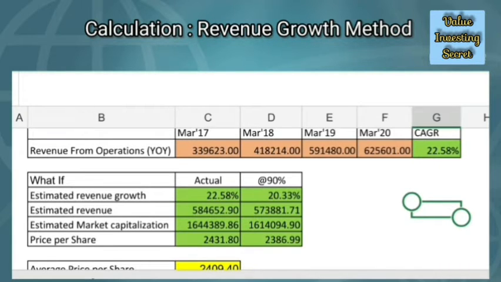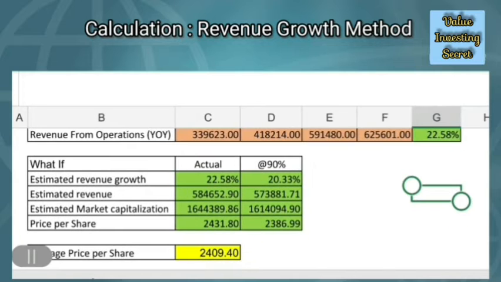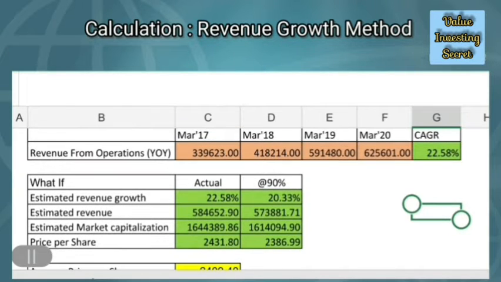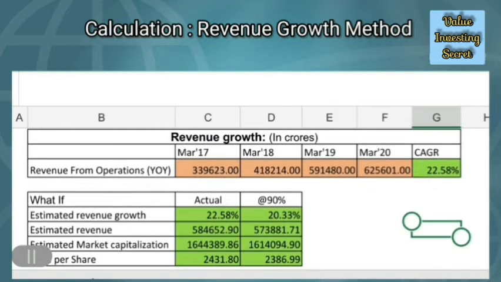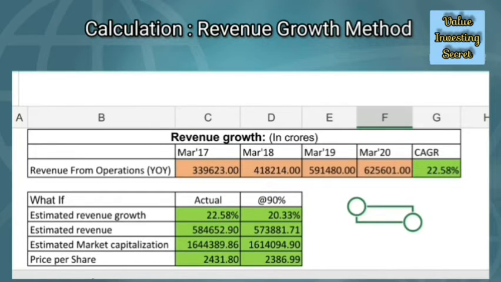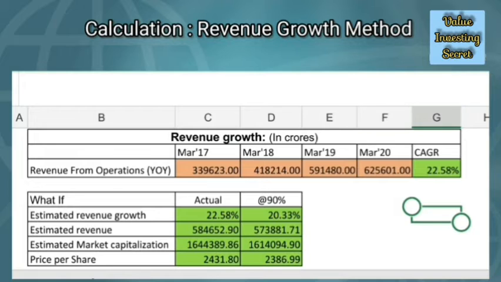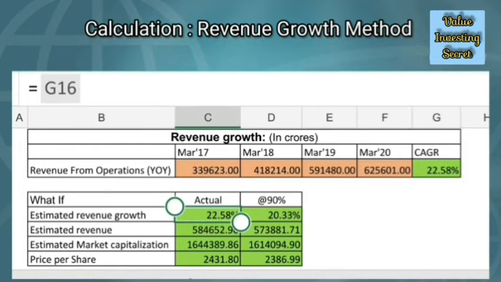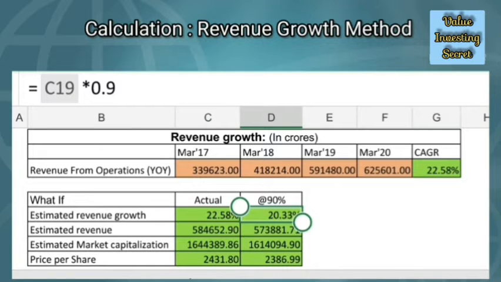Using what if analysis, or we can say scenario analysis, we can calculate the expected growth rate. We can keep the actual growth rate itself, but to be more conservative than aggressive, I considered one more scenario, that is taking 90% of the actual CAGR. Then I calculated the expected value of revenue. Using this method, the estimated value of revenue can be calculated.